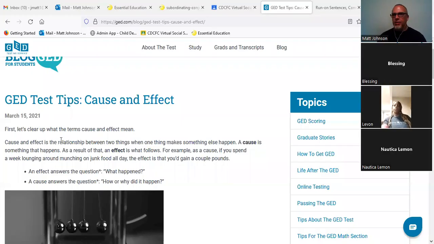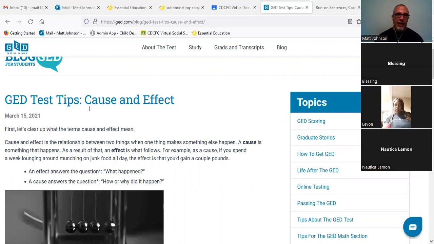So just to lead into the Essential Ed lesson, we'll cover the basics of cause and effect. We'll see a short passage here before we go over to Essential Ed and get into the real meat and potatoes of today's lesson. As it mentions here, cause and effect is a relationship between two things, and basically one making the other happen. So a cause is something that happens.